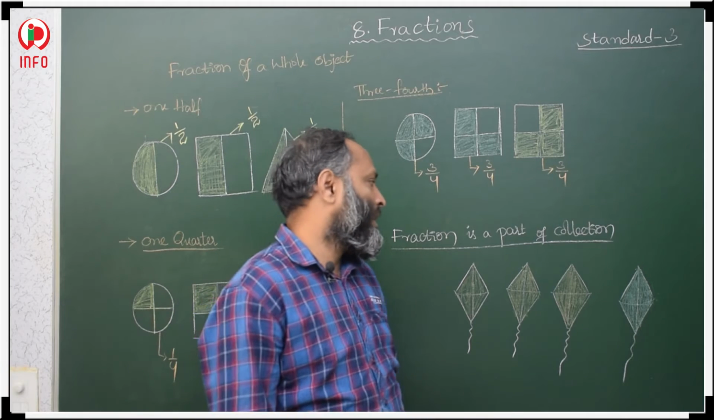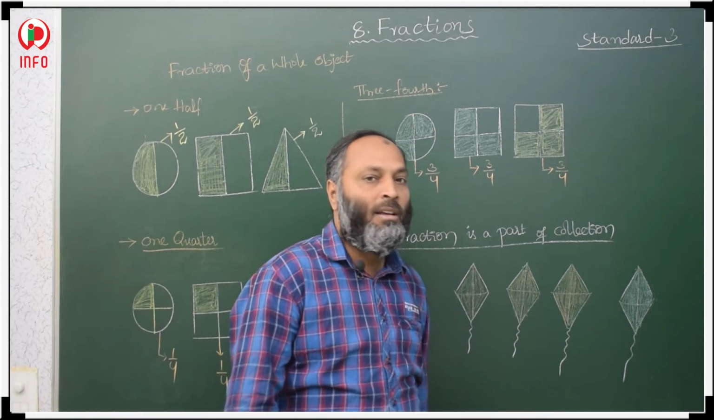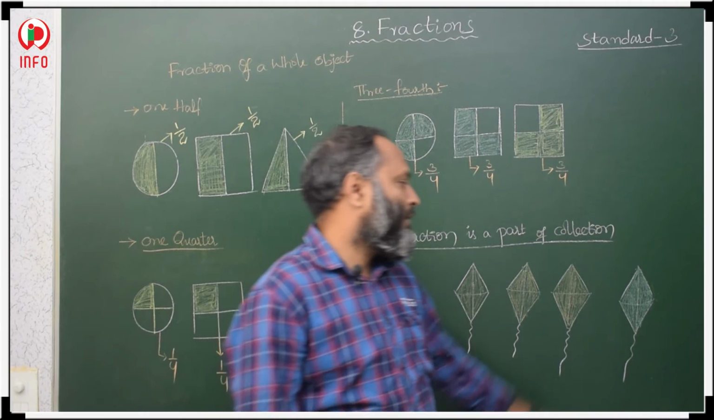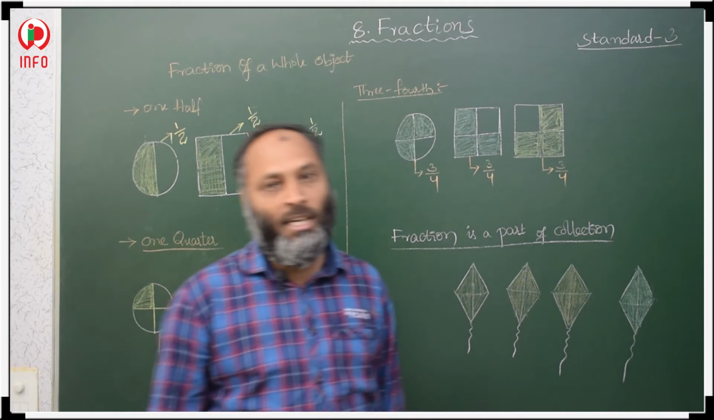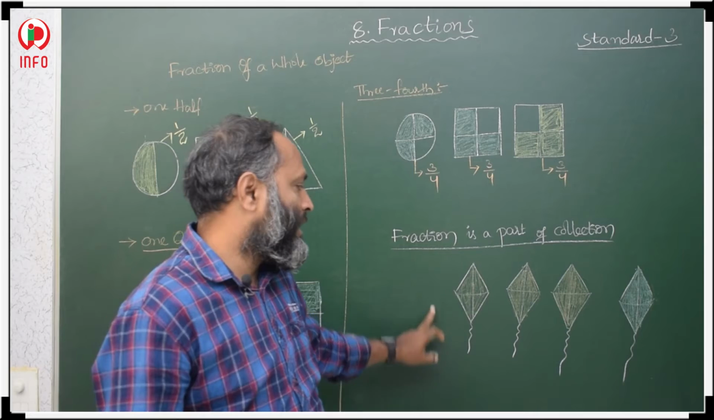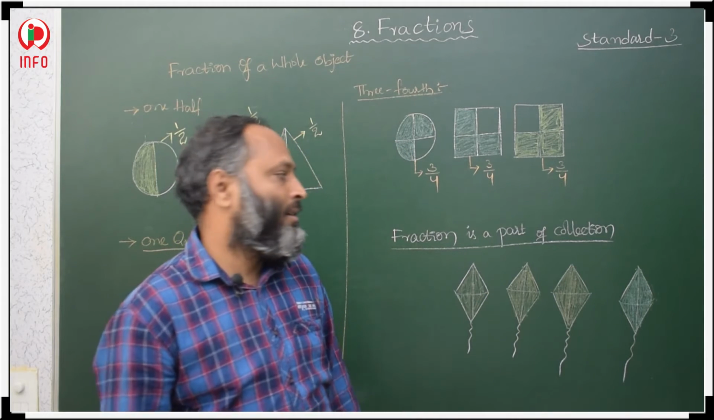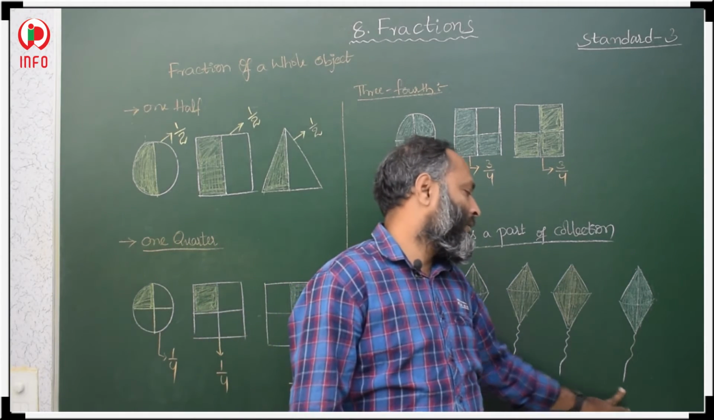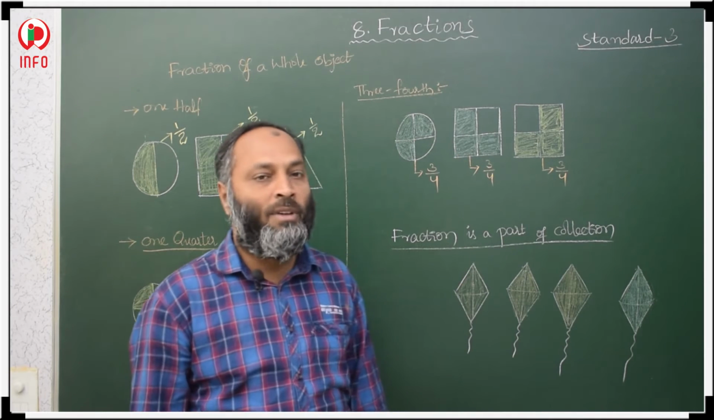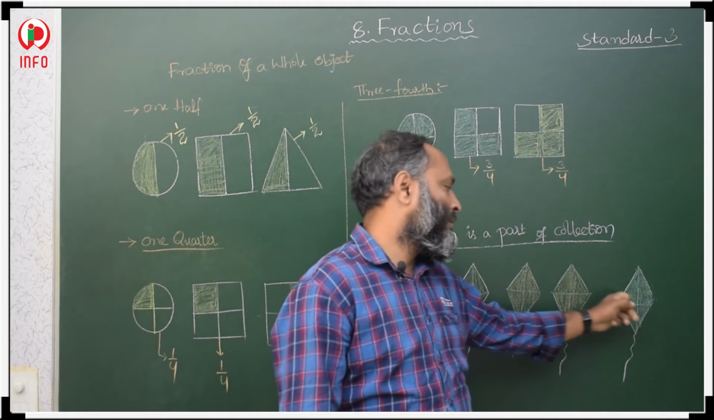In this collection of 4 kites, 3 kites are in orange color and 1 kite is in green color. How many kites are in orange color? Orange color kites are 3 and green color kites are 1. In total, how many kites do we have? 4 kites. 1, 2, 3, 4.